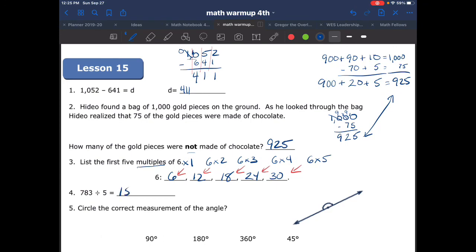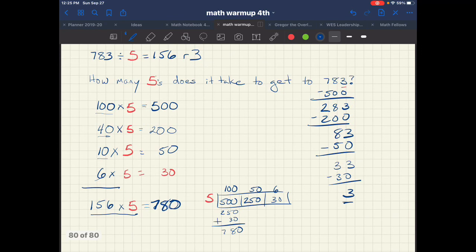So 156 remainder 3. Are there other ways to divide? Yes, long division, big 7. There are lots of methods to divide. I could also use a calculator. I could ask my phone even. But right now my goal is to understand what division means. And thinking of it as how many 5s does it take to get to 783 is a good way to understand what division really means.